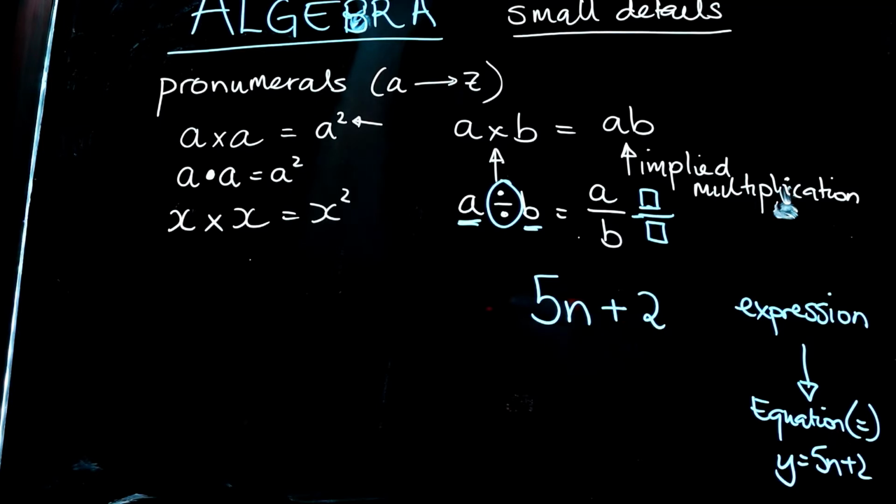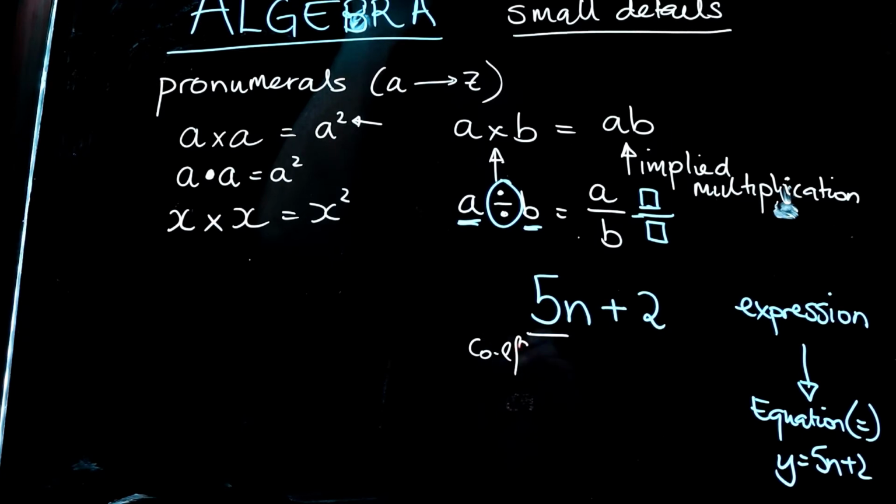All right? So some of the other words you might see, this 5, remember this is 5 times n, we call this the coefficient. The coefficient, C-O-E-F-F-I-C-I-E-N-T, that I'm just going to put a little dot in here to represent multiplication. This is 5 times n. Whatever the value of n is, we're going to multiply it by 5 in the process.